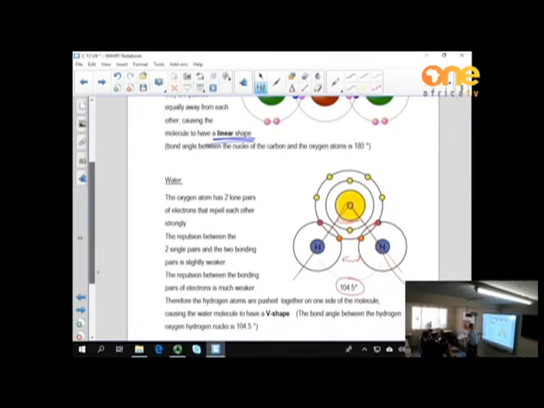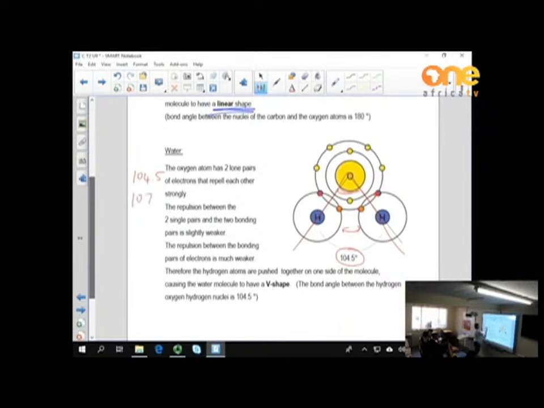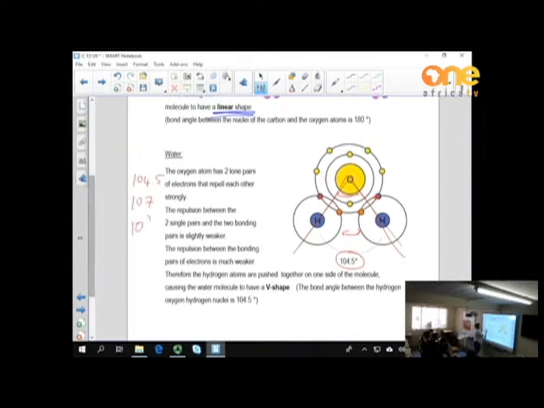So, try and remember it. Water, 104.5. What was ammonia? 107. And the last one that we've done now, 109.5. So 4, 5, 6, 7, 7, 8, 9. Try and get yourself a system to remember the size of the bond angle. If you can remember the sizes, you would be able to figure out which size belongs to which molecule.